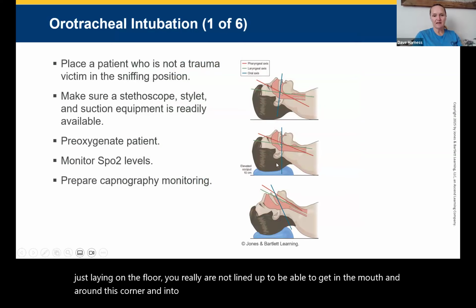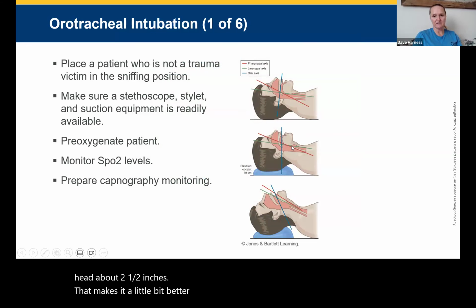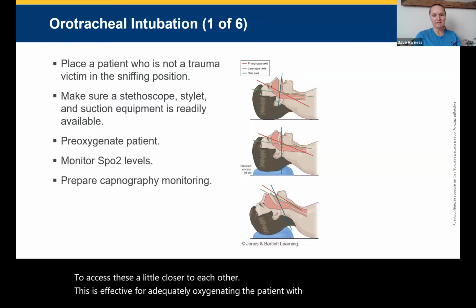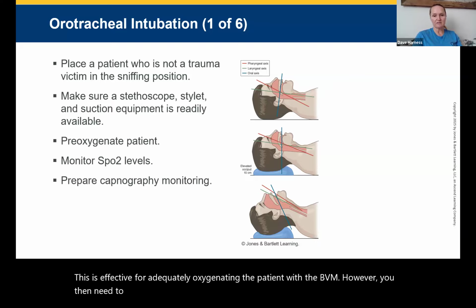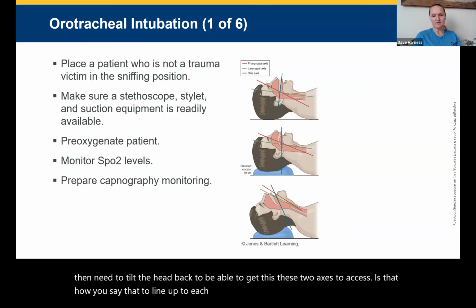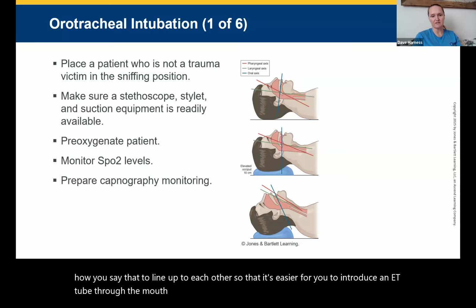If you elevate the head about 2.5 inches, that makes it a little bit better. It brings these two axes a little closer to each other. This is effective for adequately oxygenating the patient with a BVM. However, you then need to tilt the head back to get these two axes, is that how you say that, to line up to each other so that it's easier for you to introduce an ET tube through the mouth into the oropharynx and then into the trachea.